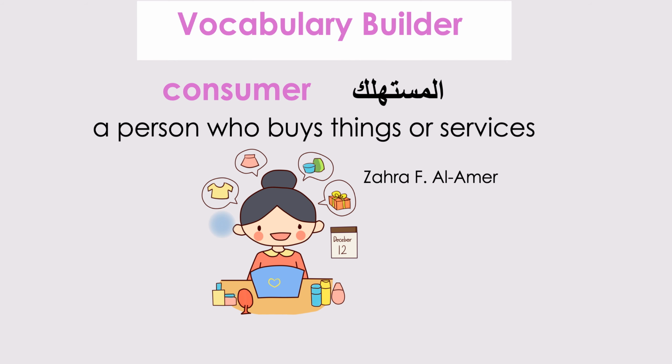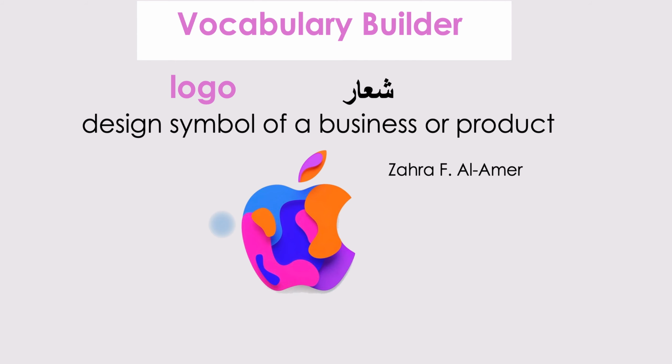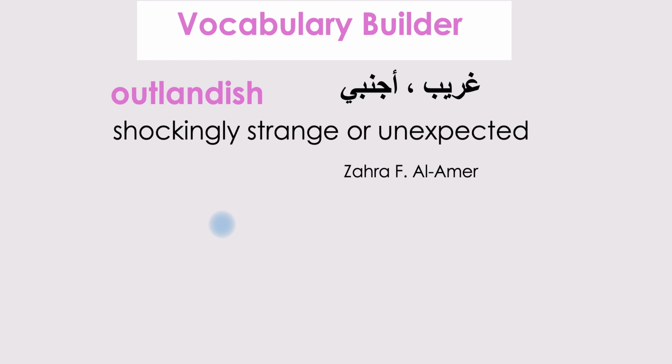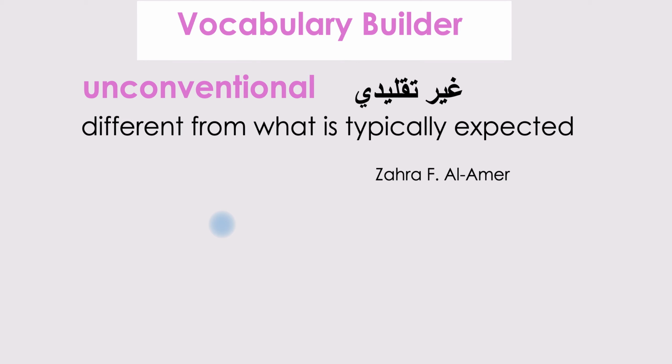So the first one is consumer, which means a person who buys things or services. Consumer. Expose: when you are exposed to something, it means that you are left unprotected. Logo, which is a design symbol of a business or product. Outlandish, which means shockingly strange or unexpected. Spontaneously, which means without planning. Unconventional, which means different from what is typically expected.